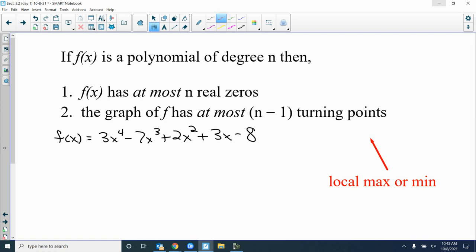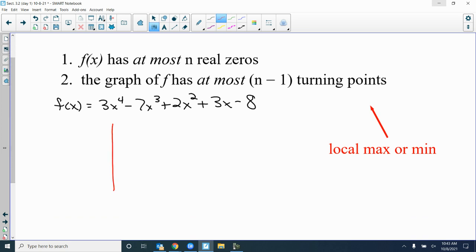4. So if you would graph this, it could potentially have 1, 2, 3, 4. So you can have 4, you can't hit more than that. End behavior, does it have to both open up or both open down? This is a positive number in front, so both open up.